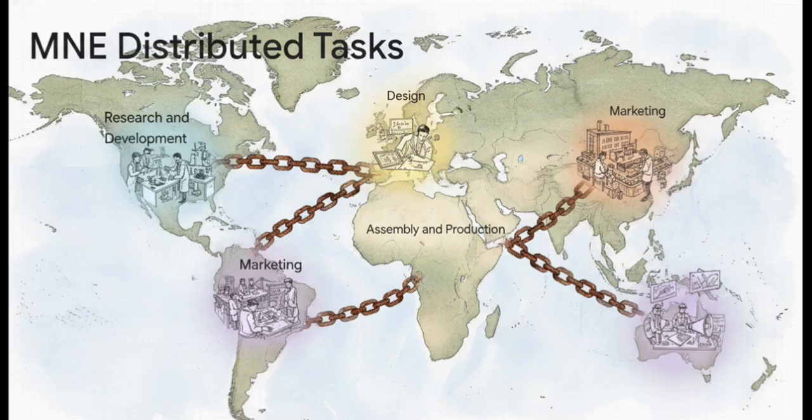They might park research and development in one country, handle design in another, and run marketing somewhere else entirely. And crucially, they often offshore the labor-intensive stuff, like physically assembling the parts, to countries like China and Mexico where the cost of labor is lower. They are optimizing every single link of the chain across the entire planet.